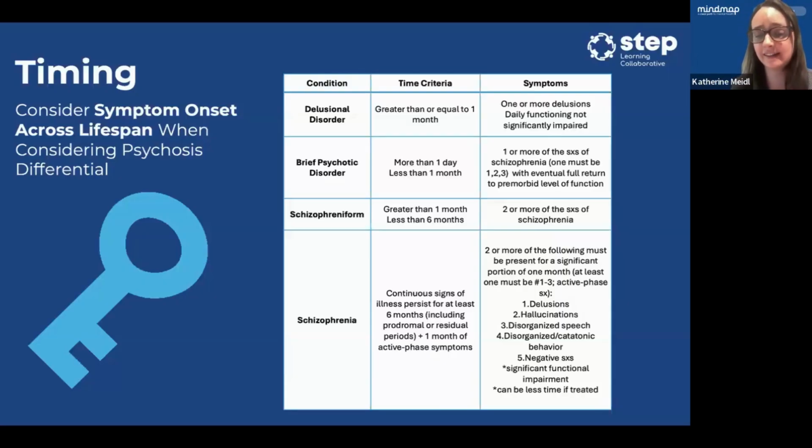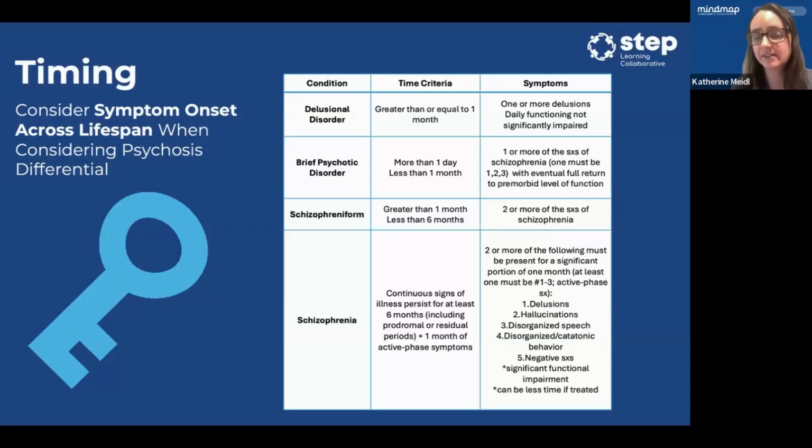In considering the next one up, that really allows for that differentiation between schizophrenia and brief psychotic disorder, is the timeline piece. So with schizophreniform, you're still going to be having this criteria of schizophrenia. You're going to have 2 or more of the symptoms of schizophrenia, but the timeline is going to be different. That's going to be greater than 1 month and less than 6 months.